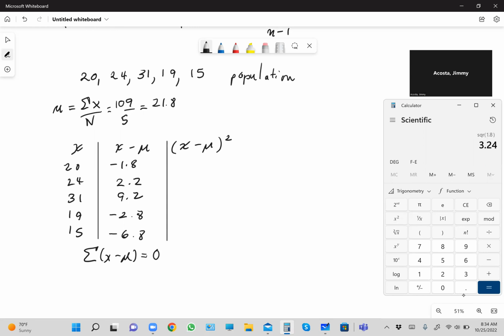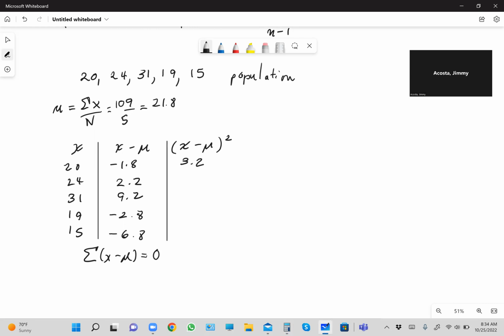What's negative 1.8 squared? Has to come out to 3.24. What's 2.2 squared? 4.84. What's 9.2 squared? 84.64. What's negative 2.8 squared? 7.84. And what's 6.8 squared? 46.24.